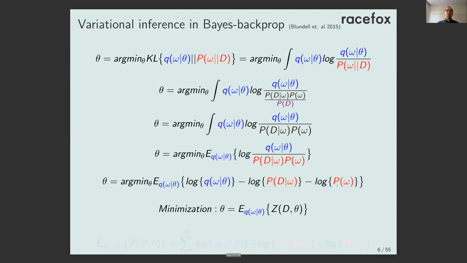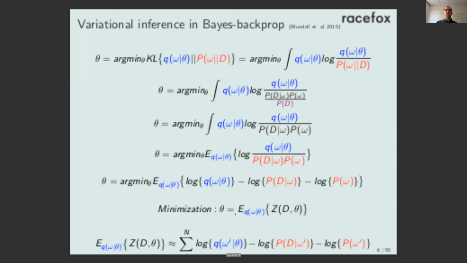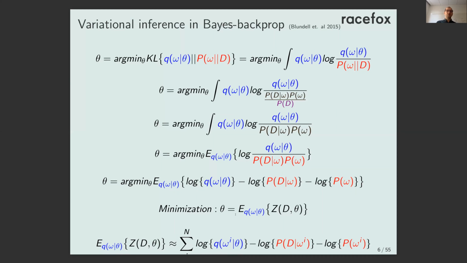So the minimization problem now becomes an expectation minimization, where you're drawing samples, trying to estimate the expectation of this term here, and then trying to minimize that with respect to the parameter theta. And the way you compute the expectation is by drawing Monte Carlo samples from the variational distribution and summing up all the likelihood that you get from the batch of samples.